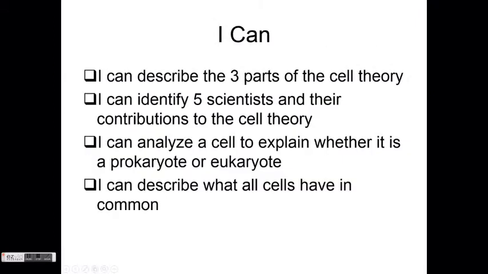Alright, so that should be the end of your guided notes. I want you guys to make sure that you can do all 4 of these things. And if you can't, you can either write that down and leave me a note or email me. But now you should be able to tell me the 3 parts of the cell theory. You should be able to identify those 5 scientists and what their contributions were to the cell theory. You should be able to look at a cell and explain whether it's a prokaryote or a eukaryote and how you know that. And you should be able to tell me 5 things that all cells have in common.